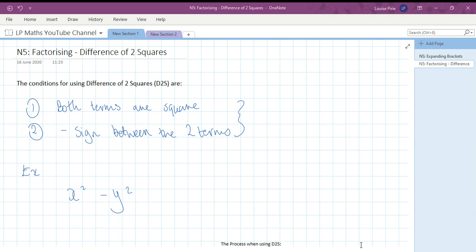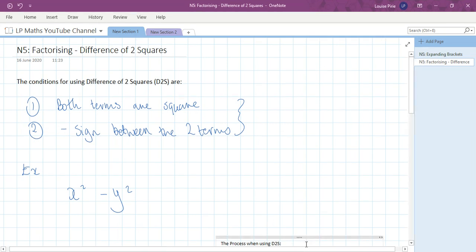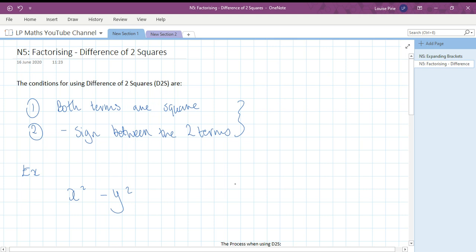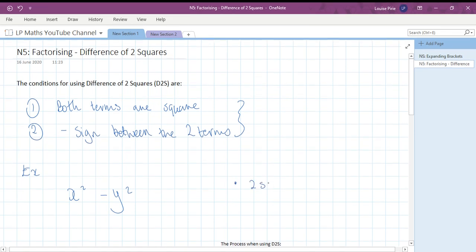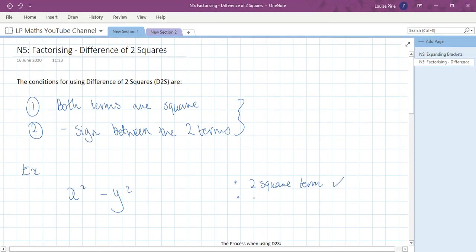So if I'm coming across this and I'm wanting to say, okay, can I do difference of two squares or not? Well, when I'm learning this, I'd start by writing off, okay, do I have two square terms? Yes, we do have two square terms. I'm going to tick that. And then I'm also going to say, okay, is there a minus sign? Well, yeah, there is a minus sign, so I can tick that. Because both of these conditions are met, we can use difference of two squares.